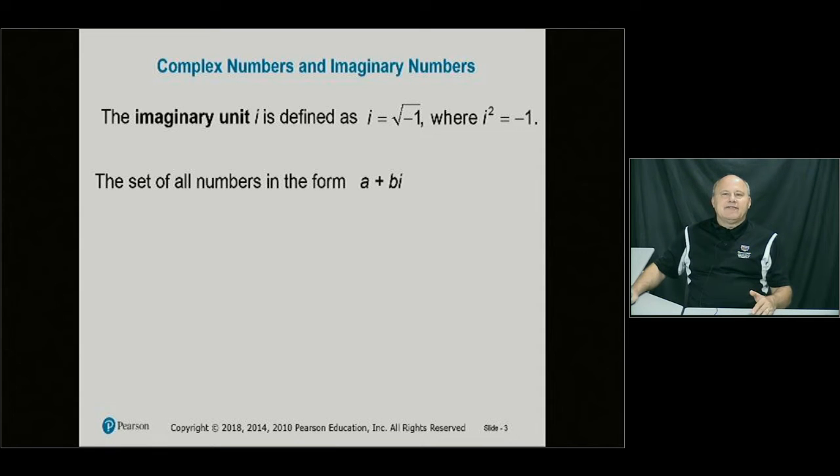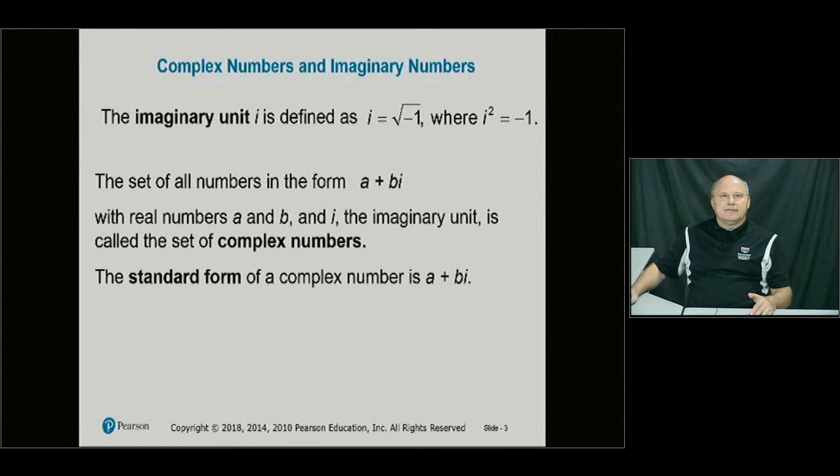Okay, and the set of all complex numbers are in the form a plus bi, where a and b are real numbers and i is the imaginary unit. It's called the complex numbers. A lot of people get mixed up. They'll call the imaginary numbers and the complex numbers the same number system. And it's very common that people think of it that way, but it's not that way, okay?